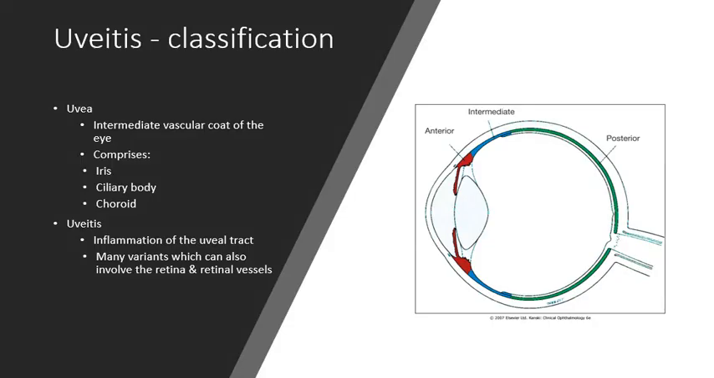This brings us to the end of the uveitis presentation. So just a reminder that uveitis is an inflammation of the uveal tract, which comprises the iris, the ciliary body, and the choroid, but can also involve the retina and the retinal vessels from time to time.